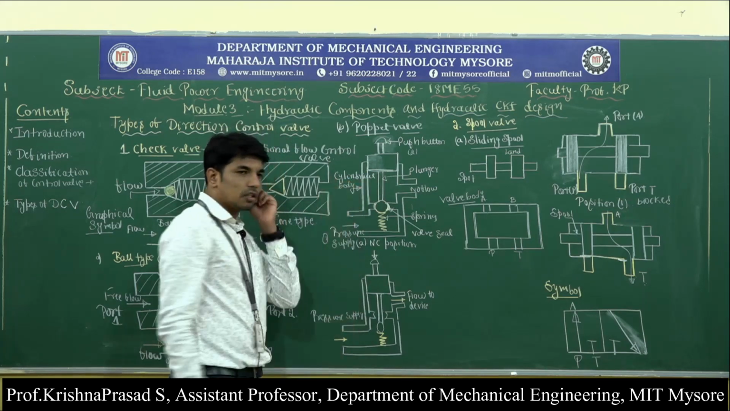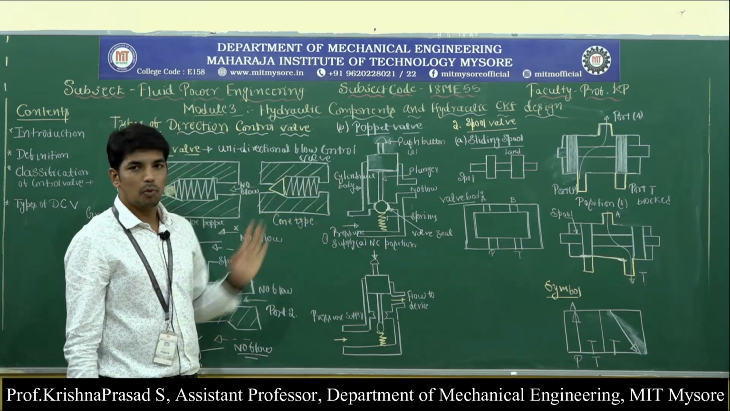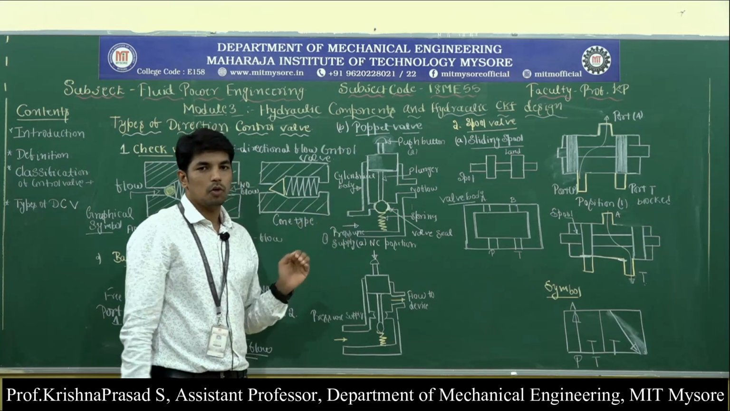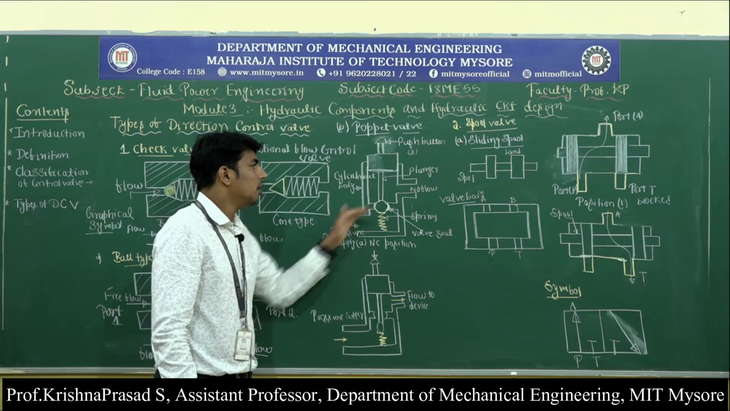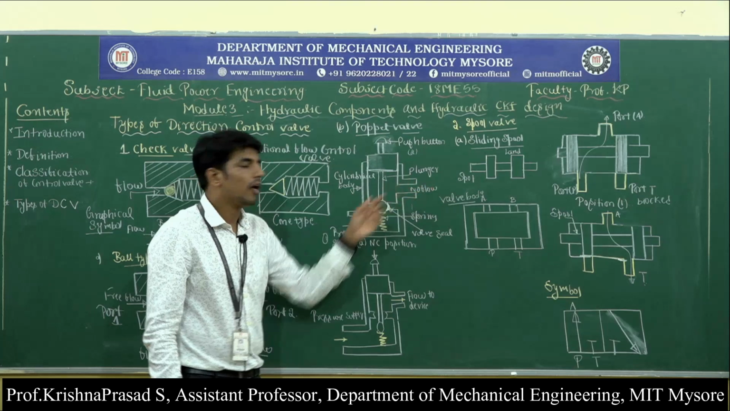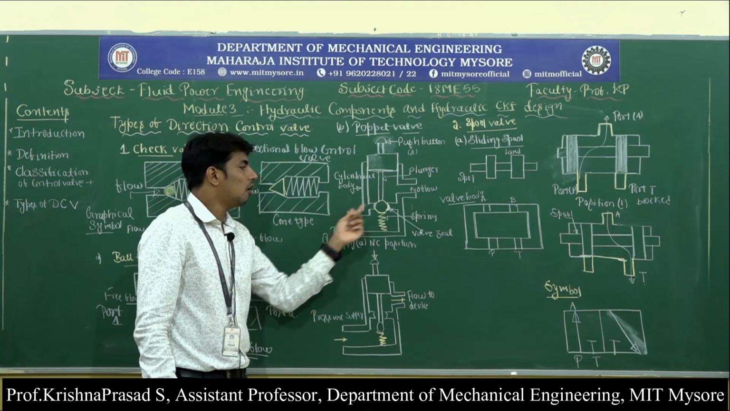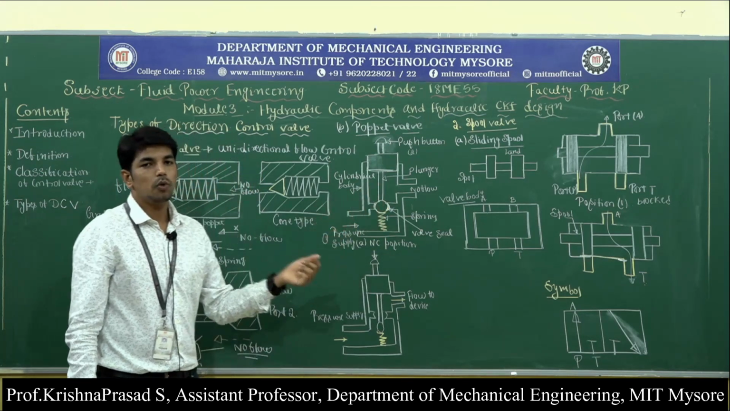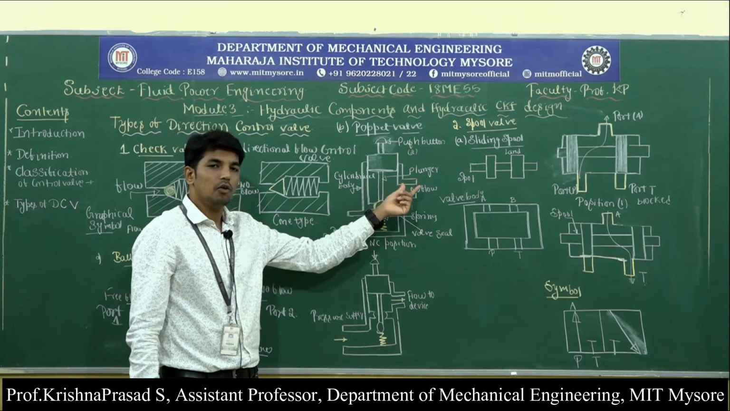So what is the construction? The construction of the poppet valve is very simple. It consists of the cylindrical body with the valve seat, and it closes the connection from port 1 to port 2. So this is called port 1 and this is called port 2. The cylindrical body along with the valve seat, ball, spring, and plunger closes the interconnection between port 1 and port 2.